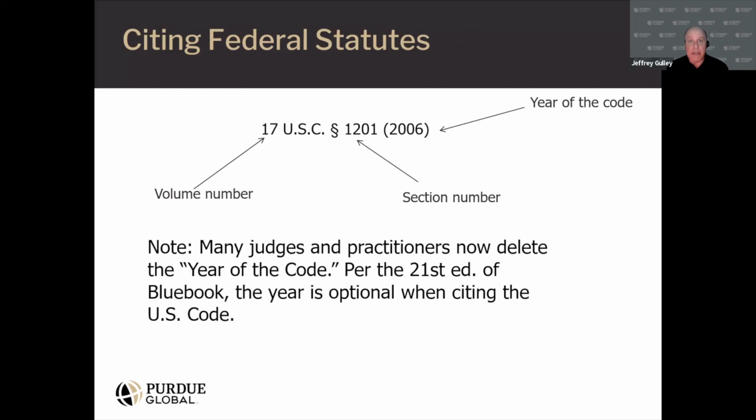Some of you have already learned this in your courses. It is now common for judges and attorneys and paralegals to delete the year of the code when citing to the US Code. Per the 21st edition, the most current edition of the Bluebook, it is now optional to include the year of the code when citing the US Code. However, remember, it is not optional when you cite to a state statute. That is only for when you cite to the US Code. So you still have to include a proper year of the code when you cite to a state statute.